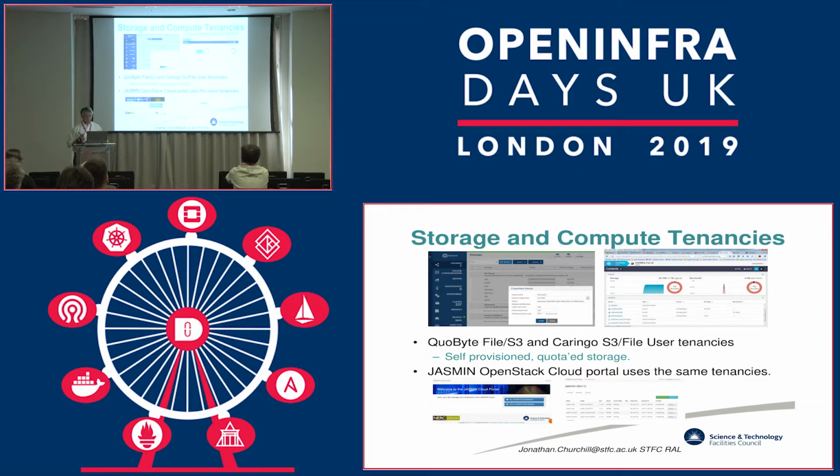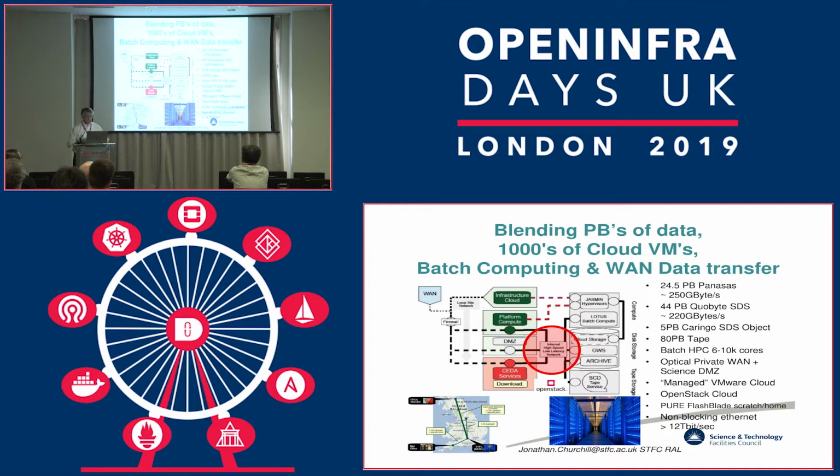And critically from these two systems, we also have multi-tenancy. Along with all of the other requirements, multi-tenancy is key for JASMIN. We talk about all of these different projects, and because of the way that the tenancies are implemented, it means that we can present interfaces from both Caringo on the right-hand side and QuoByte to our users, and link those to our OpenStack cloud. We're not doing this quite yet, but we will be there fairly soon, to allow users to deploy their own volumes and manage their own users and their storage.